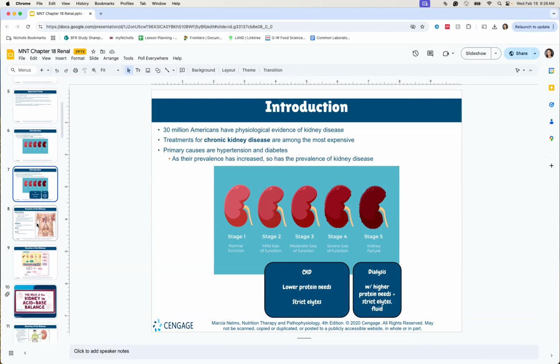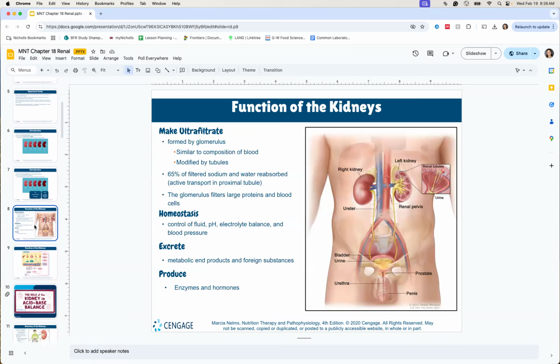Now, let's take a couple of steps back and look at exactly what the kidneys are supposed to do. So, mainly, kidneys are supposed to make ultrafiltrate, which the glomerulus is in charge of. The glomerulus is the filtering hub of the nephron, which is the functional unit of the kidney itself.